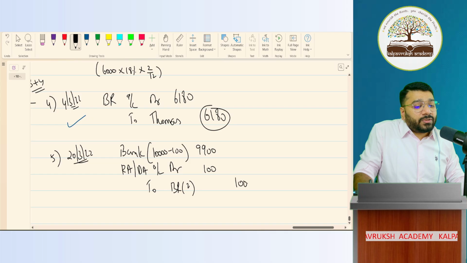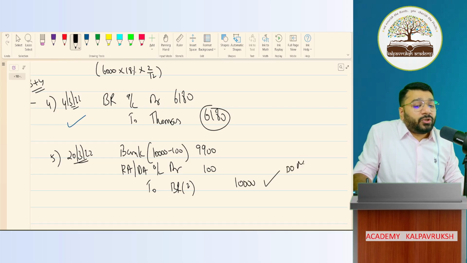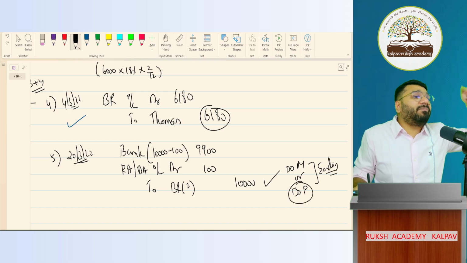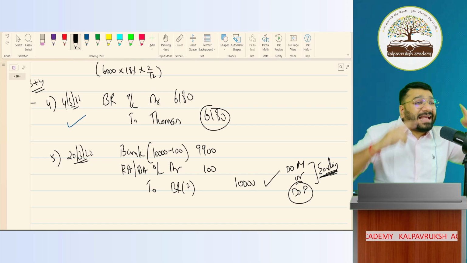How much? 10,000 rupees. So this BR2 will be closed either on the date of maturity or on the date of payment, whichever is earlier. So here what is happening? Date of payment is coming before date of maturity. So bill will be closed on the date of payment. On the date of payment, asset has to be closed.